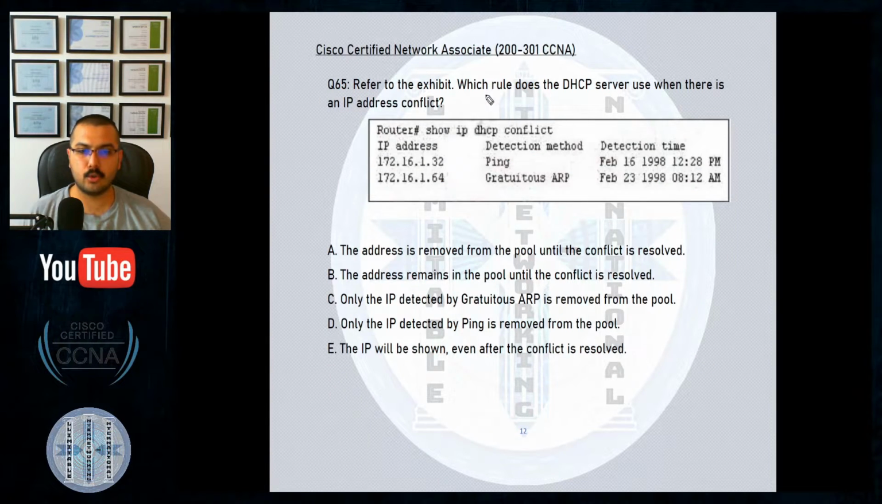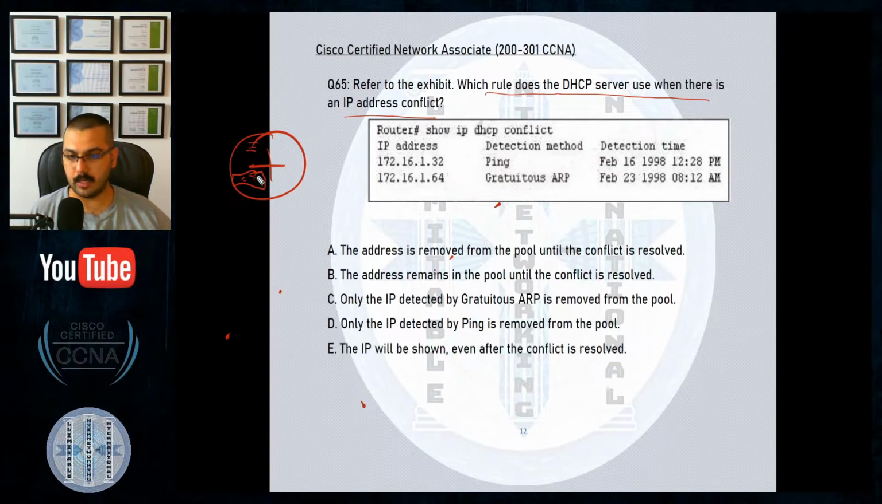Question 65. Which rule does the DHCP server use when there is an IP address conflict? Your router is acting as a DHCP server, and inside it there is a pool of addresses, and there are some excluded addresses that should not be given to specific devices. So what happens if it has been reported that some of the addresses in your pool are already being used by other devices in the network by another engineer?